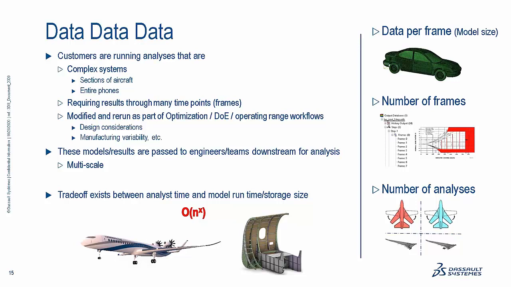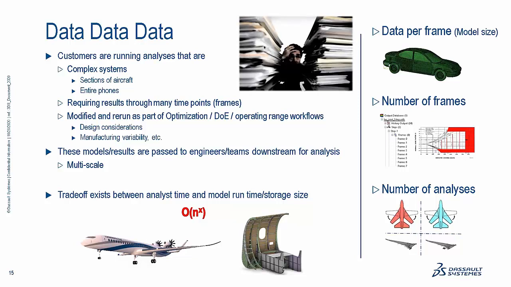So just a quick summary of that. On the right-hand side, we've got how much data per frame, which is related to the model size. We have how many frames you have of output, and we have how many different analyses you're conducting as well. And that can become a data headache.